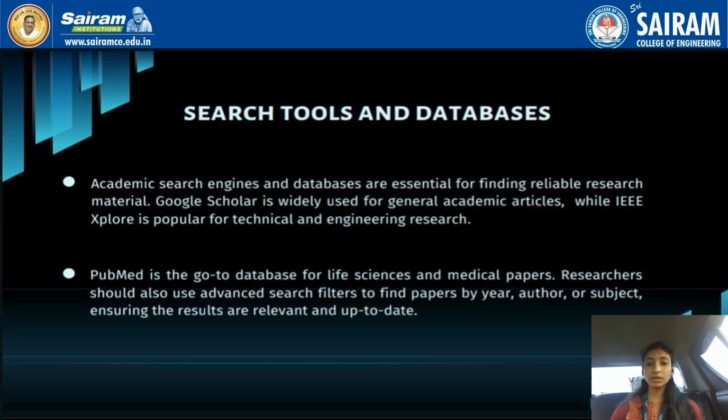Now, every engineering student uses Google Scholar and IEEE papers to refer to more relevant research papers and gather information. Researchers should also use advanced search filters to find papers by year, author, or subject, ensuring the results are relevant and up to date. They can even filter by year, author name, subject, and the title of their material. In this way, search tools and databases also play an important role in helping the researcher work efficiently.